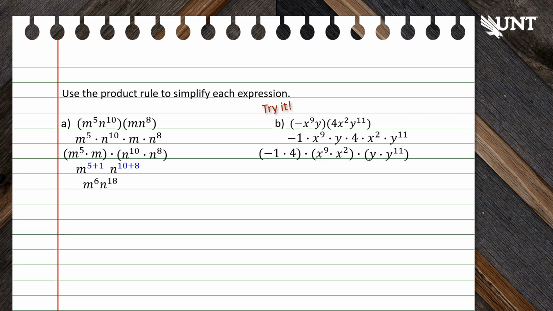Now we simplify each group. First, negative 1 times 4 is negative 4. X to the 9th times x squared, we can now apply the product rule where we keep the base and add the exponents, making it x to the power of 9 plus 2. And finally, for y, we have y to the power of 1 plus 11, bringing us to our final answer of negative 4, x to the 11th, y to the 12th.